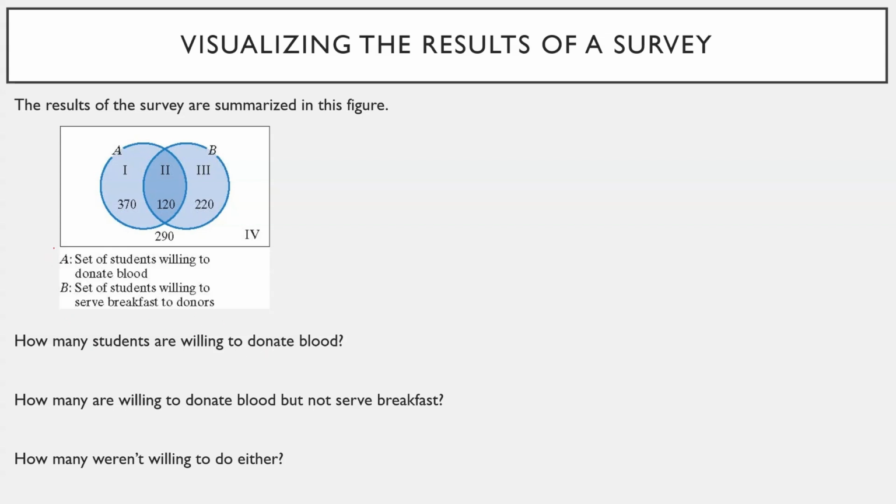So how many students are willing to donate blood? Well, that's set A. Those are the students in set A. How many students are in set A? 370 are here, but don't forget this region here, this is still everybody in set A. So this would be 370 plus 120. So there were 490 students who said, yeah, I'll donate blood.